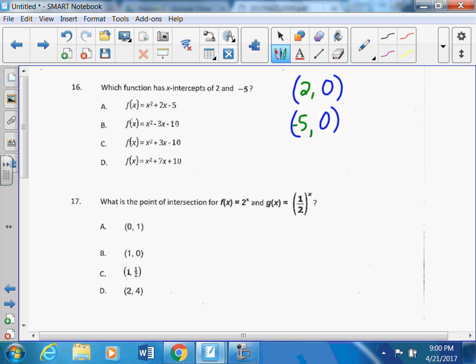Let me look. I think all these are factorable. Let's go ahead and factor these. That's a good idea. Let's factor.